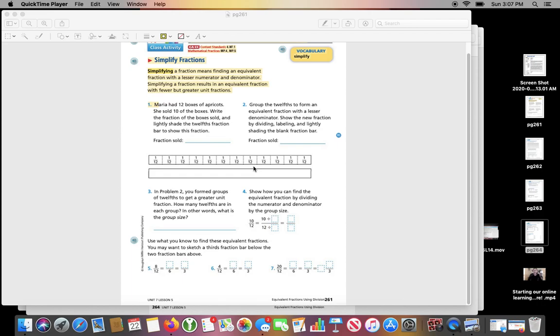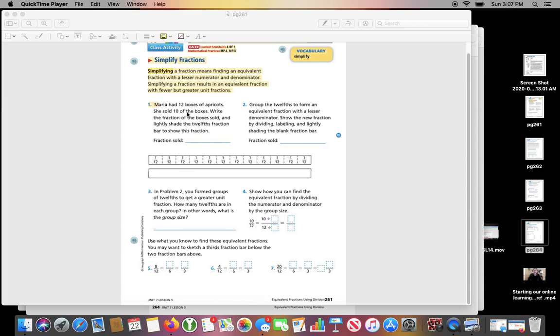All right, fourth graders, so we are looking here at page 261 on lesson 7.5. You should have watched the YouTube video first explaining this lesson before you watch this video. So here's simplifying fractions like the YouTube video talked about. So we're still finding equivalent fractions. They are equal to each other, but the numerator and denominator are smaller. And we do that by dividing.